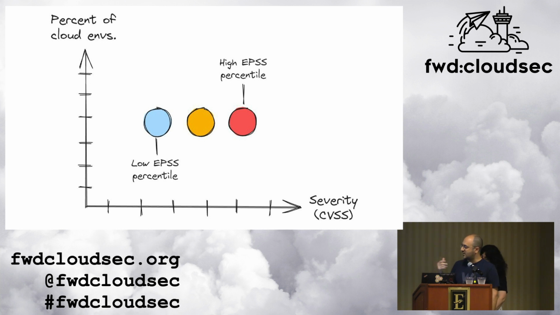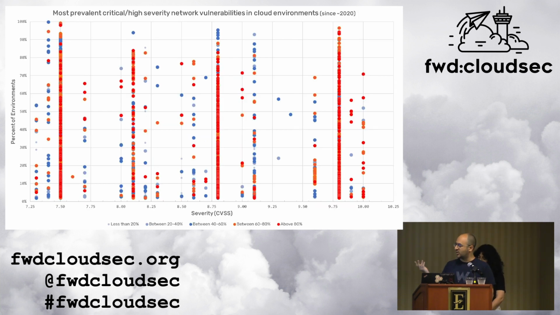So for the next slides, we built a different type of graph. We checked percent of cloud environments on one side, severity on the other, and we're using EPSS just to give you an idea of how concerned we should be about each vulnerability on the graph. So we took 5,000 vulnerabilities, the most prevalent in terms of number of environments we're seeing them in, and we put them on this graph. These are vulnerabilities from the past 3 years or so. And as you can see, there are a lot, but they're also very diverse in terms of how popular they are, in terms of how severe they are.